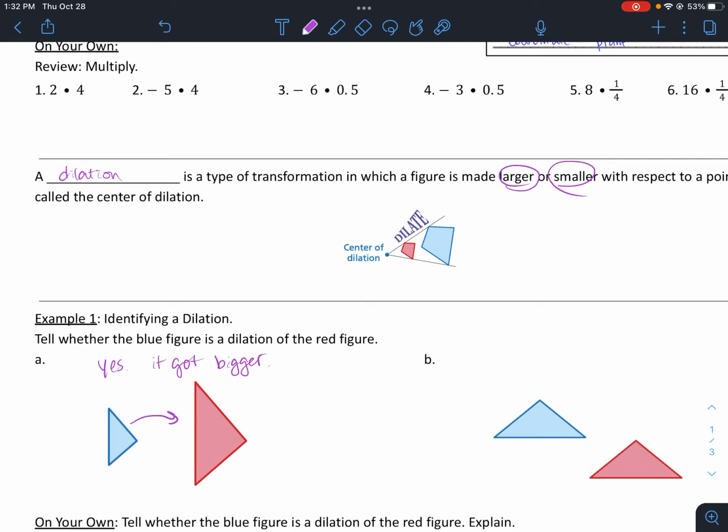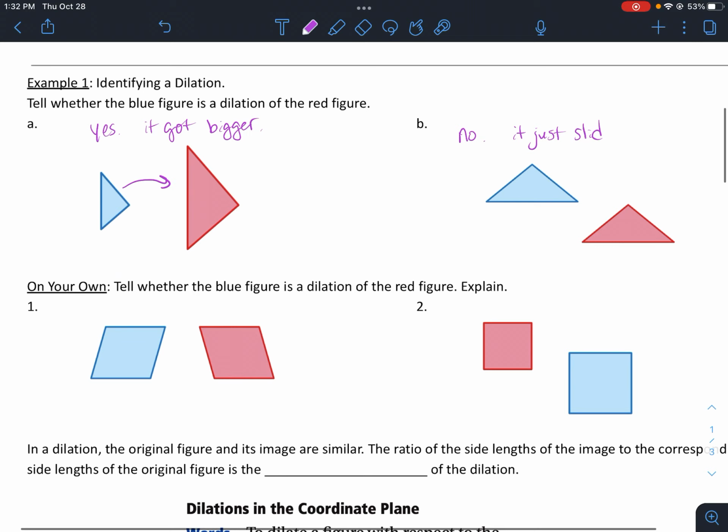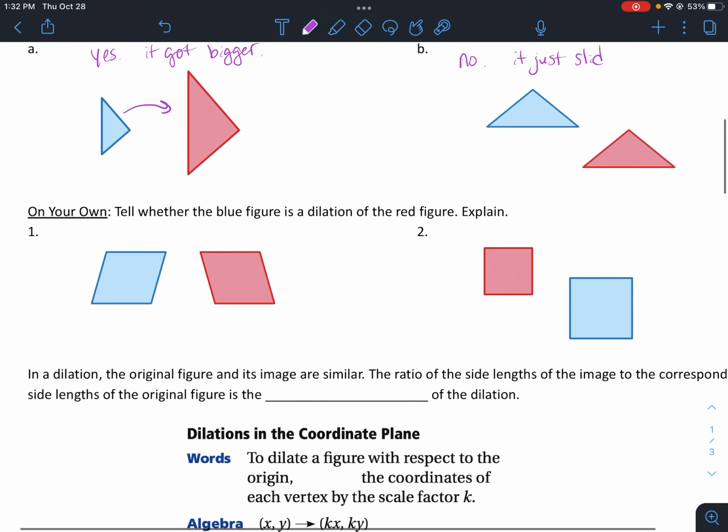Letter B, is that a dilation? Did it get bigger or smaller? No, it just slid, right? Remember, what type of transformation is that called? This is called a translation, right? It just slid. So for it to be a dilation, it has to get bigger or smaller. It can't just stay exactly the same size. So using that information, why don't you do 1 and 2 and explain your reasoning as well.